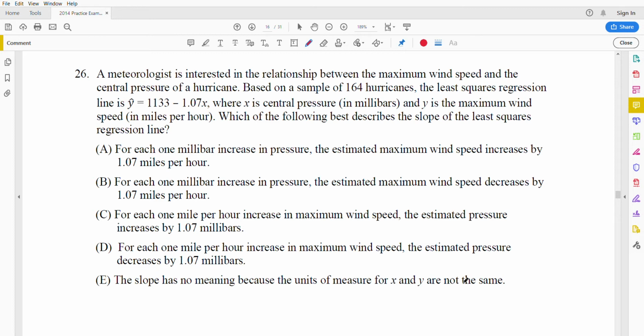Okay, so we have our regression equation. We know the explanatory variable is pressure. The response variable is the wind speed. Which of the following best describes the slope of the least squares regression line?